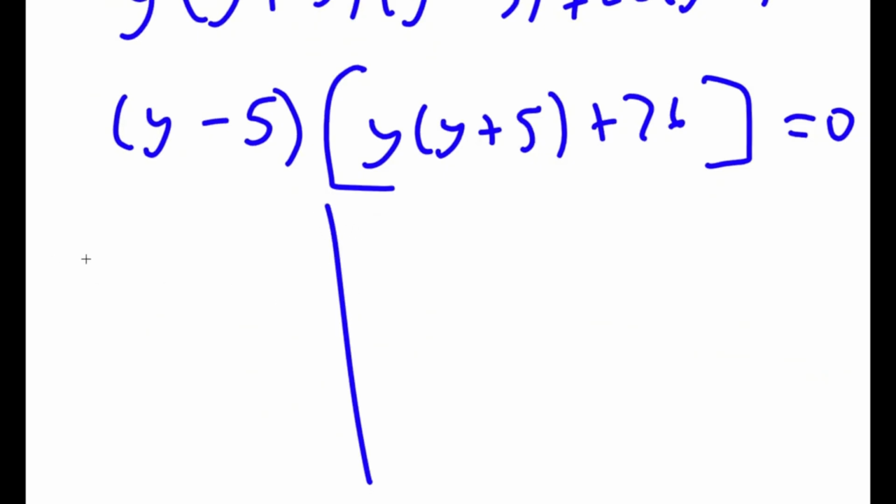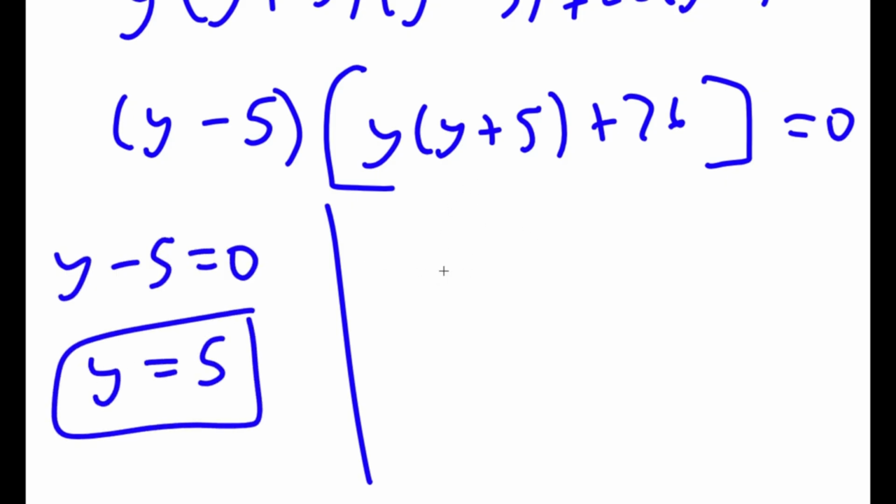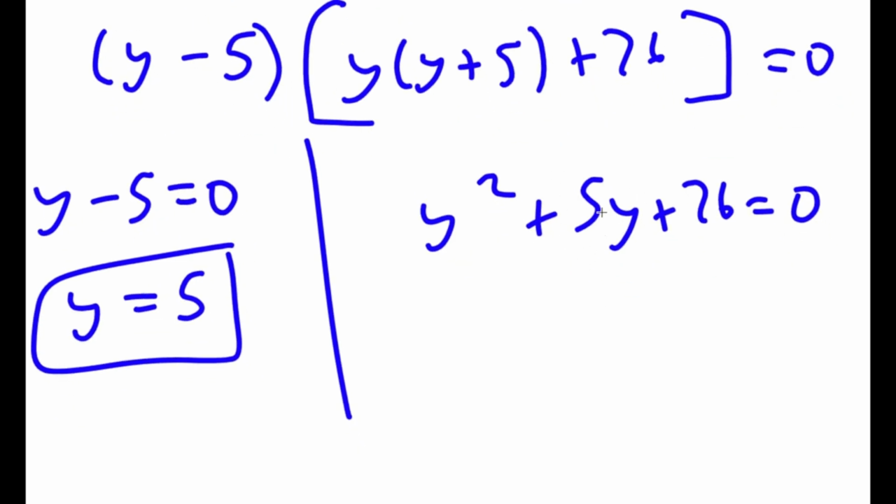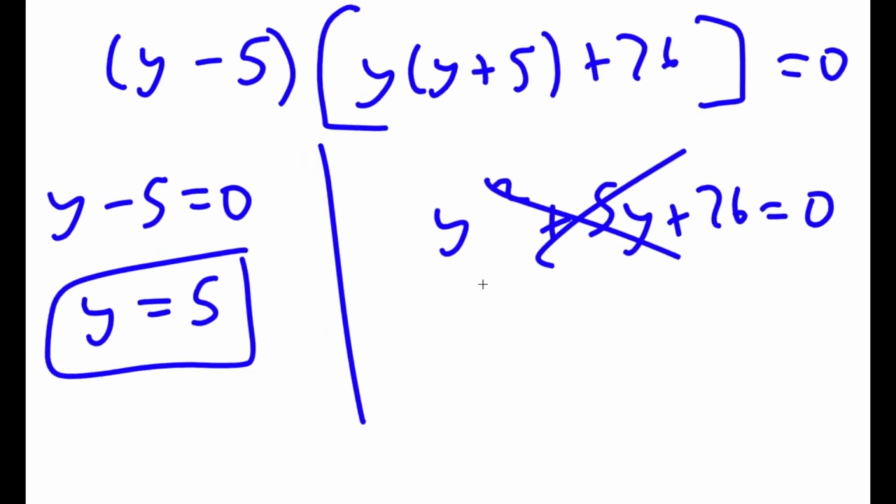So now this gives me two equations. I have y minus 5 is equal to 0, which means y equals 5, and I have y squared plus 5y plus 26 is equal to 0. And to solve this, we actually have to use the quadratic formula, and I'm not going to waste your time by doing it, but if you do end up doing it, it won't work because you get the square root of a negative number, and you can't take the square root of a negative number.